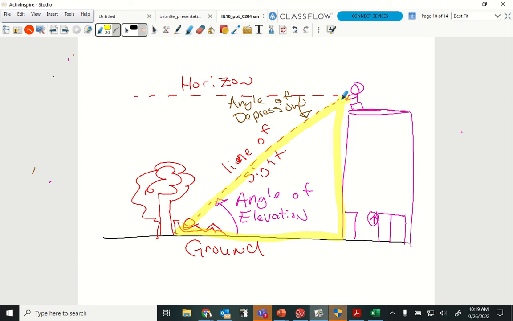Now, ain't no one in here depressed because everyone's in here amazing, right? So, this is my diagram to explain angle of elevation and angle of depression. Because I hate the way they try to explain it, and it never really works. So, this usually works out the best.